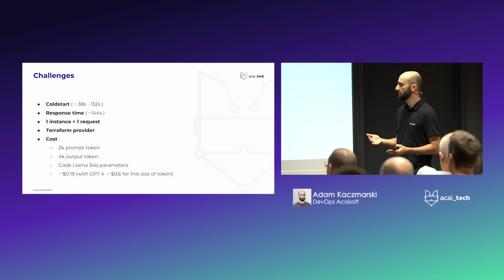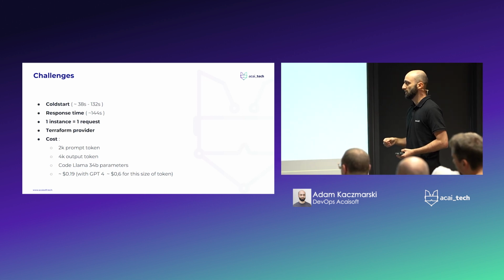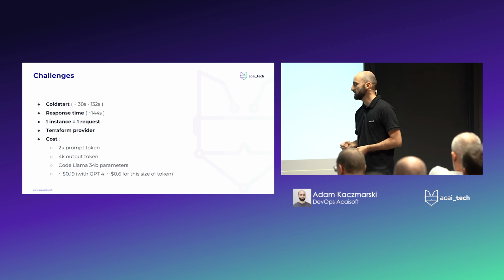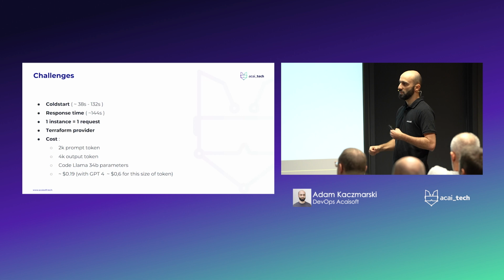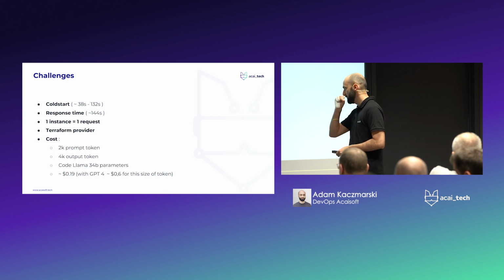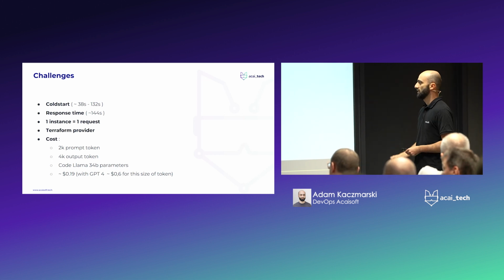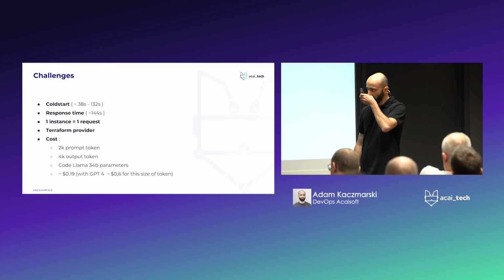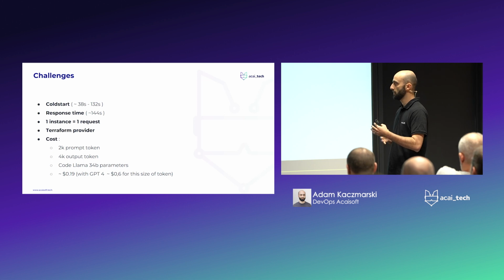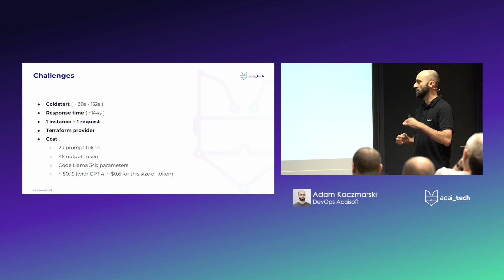And finally, cost. For now, for 2000 prompt tokens, this is like input tokens, and when we have 4000 output tokens with our Code Llama, we need to pay like 19 cents for that. But this is a lot better than for GPT-4, when we should pay 60 cents for that. So, of course, if we run our code with a smaller response time, then our cost will be much smaller, because we pay only for this response time in Runpod.